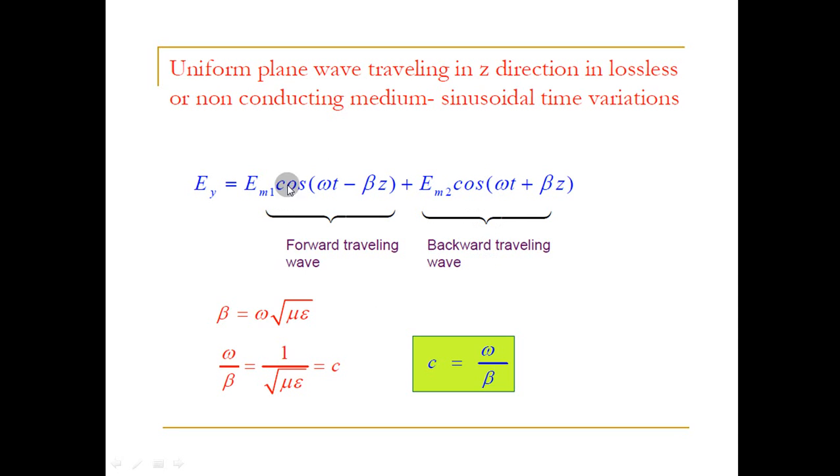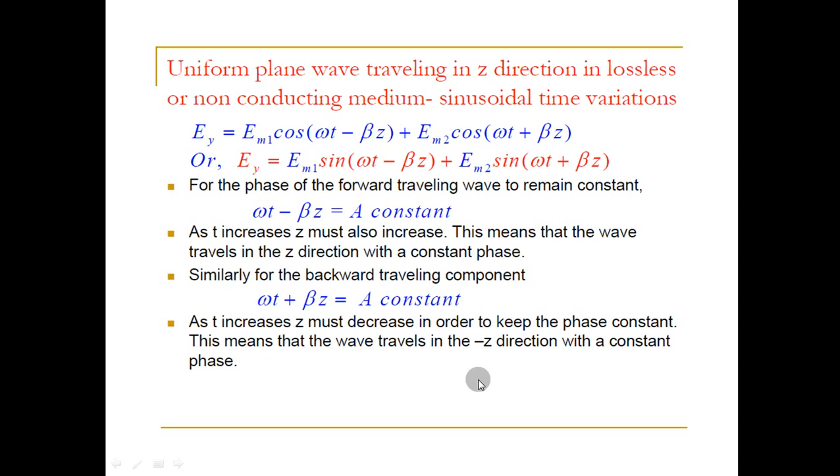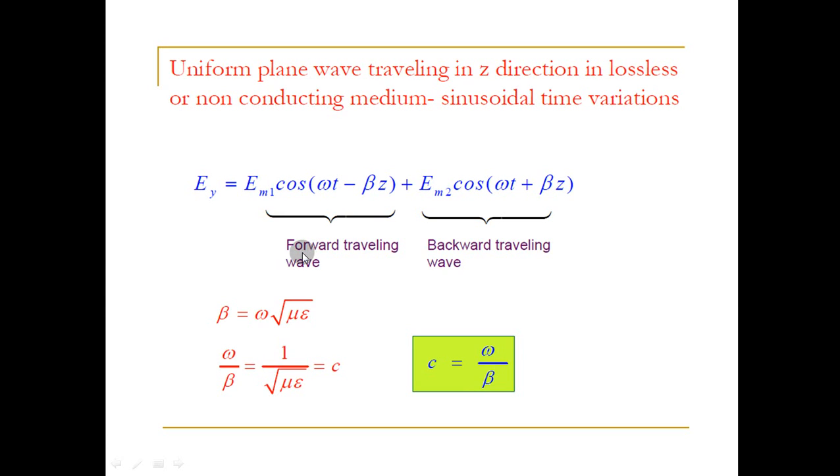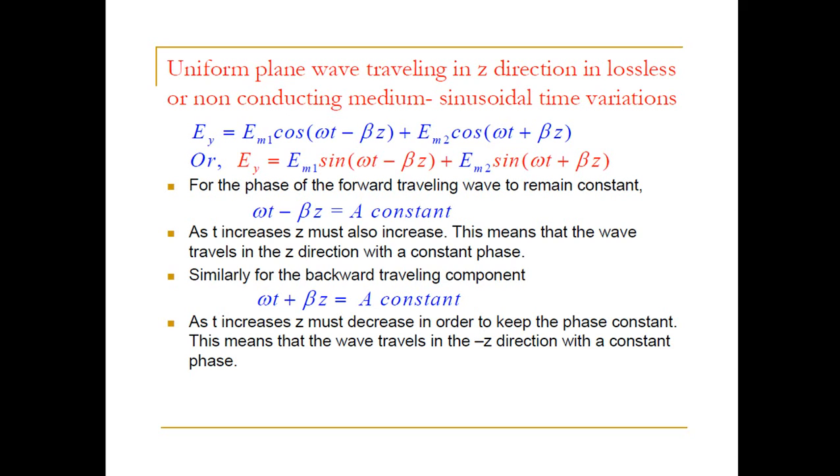So from that we know that beta is equal to omega root over mu epsilon, and omega by beta is equal to 1 by root over mu epsilon, which can be rewritten as c. So the propagation velocity of light can be written as omega by beta. As we extracted the forward traveling wave equation and the backward traveling wave equation for a wave propagating in the z direction, here we have the Ey value, which is the electric field along the y axis. I can also rewrite this cosine function in the form of sine functions, which is easily understandable.